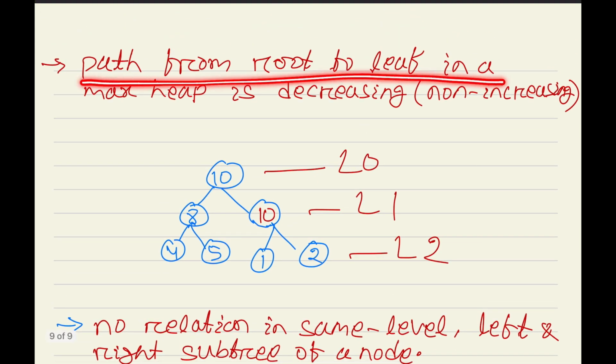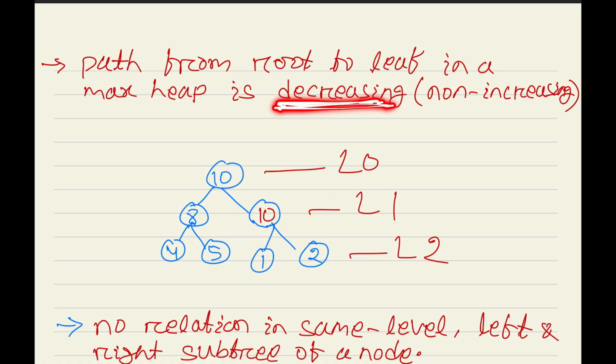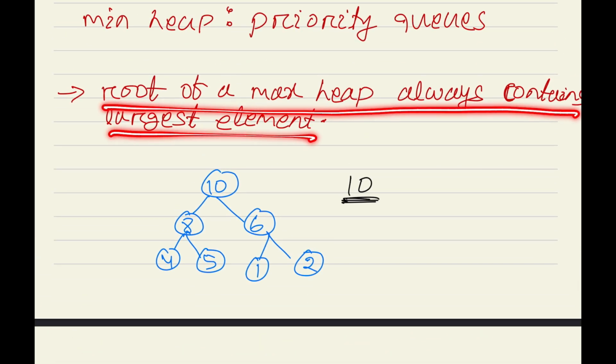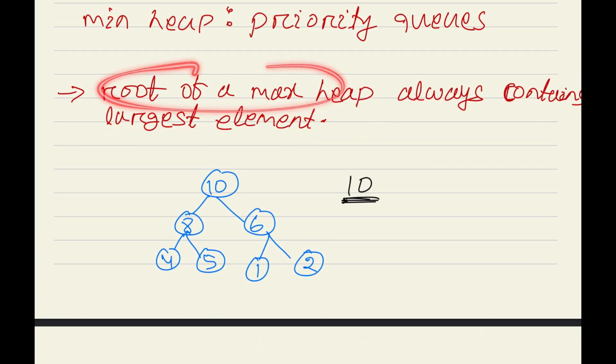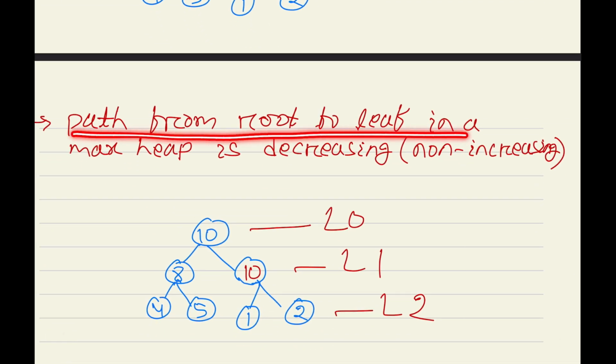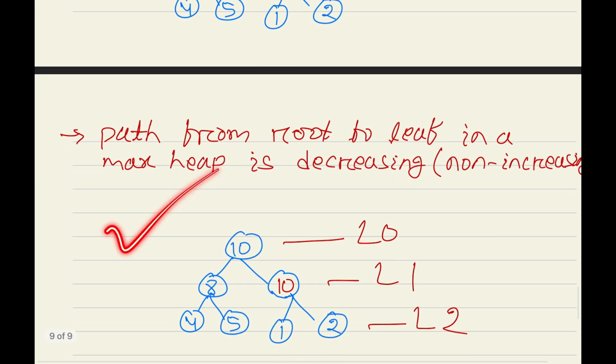The path from root to leaf in a max heap is decreasing when distinct keys are there, and non-increasing if some key value is repeated. And the root of a max heap always contains the largest element. Similarly, for a min heap the path is increasing or non-decreasing. Okay, so I hope these properties are clear. These are simple properties.